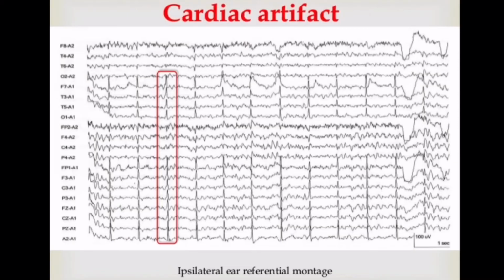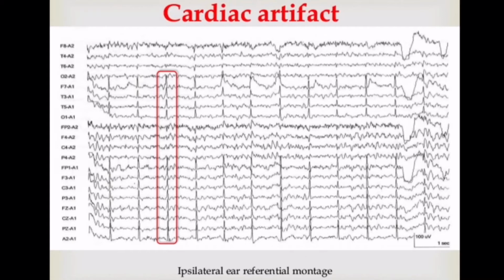Another type of artifact that you'll see on EEGs, but not always, is cardiac artifact. So you see these spikes that are happening, they're kind of rhythmic too, so that might make you think, if you're a beginner, oh, these have to be either seizures or interictal spikes that happen between seizures, because they look super sharp and they look kind of dangerous. If you ever see something like this, you're going to want to investigate further.